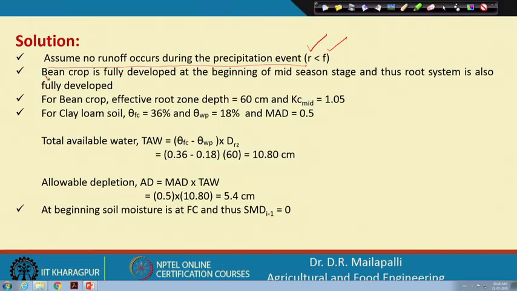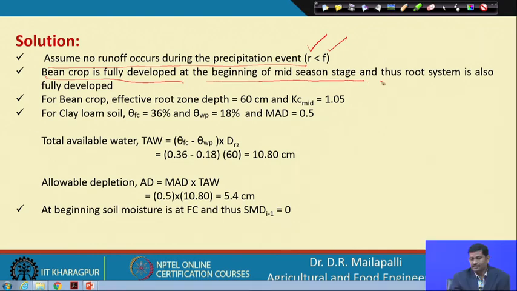soil moisture contribution. Then the bean crop is fully developed at the beginning of the mid season stage, and thus the root system is also fully developed. So, we are not going to include dynamic root zone depth here. It is fully developed, so we are taking the full root zone depth in this case.